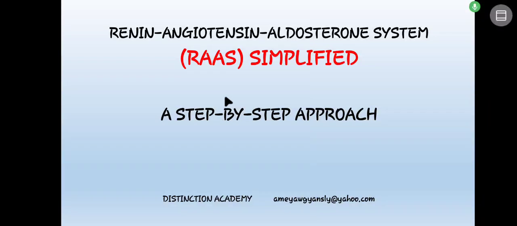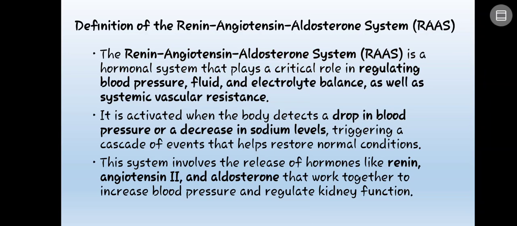Well, so the main objective of this lesson is to simplify the renin-angiotensin-aldosterone system, to help you easily understand the step-by-step process that is involved in the renin-angiotensin-aldosterone system. Now, what is the renin-angiotensin-aldosterone system? Simply known as the RAAS.